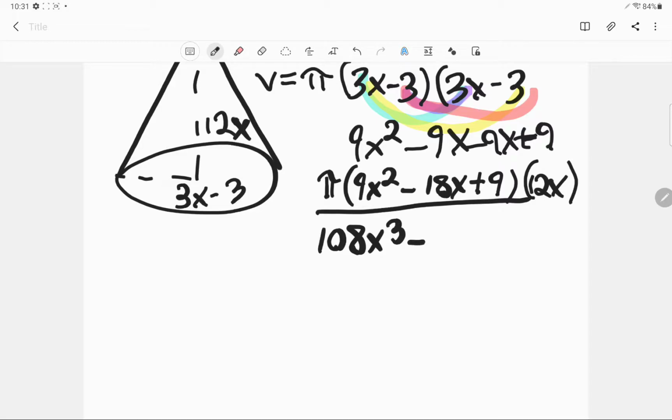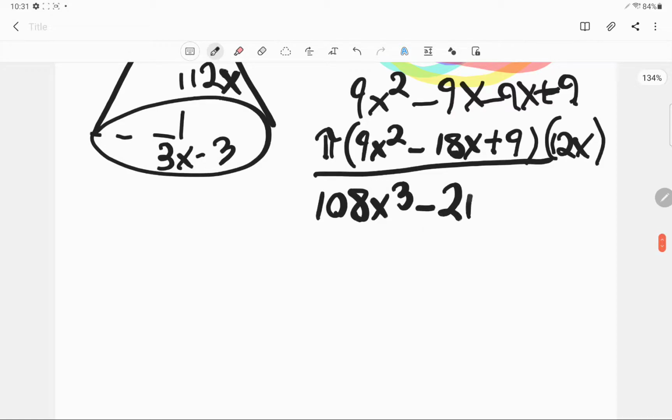Now, I'm going to multiply 12 times 18. Let's see what we get whenever I do that. So 12 times 18 is going to be 216x squared, obviously, because I have 18x times 12x, which is going to give me 216x squared. And finally, I'm going to multiply my 9 by 12x, which is going to give me 108x.